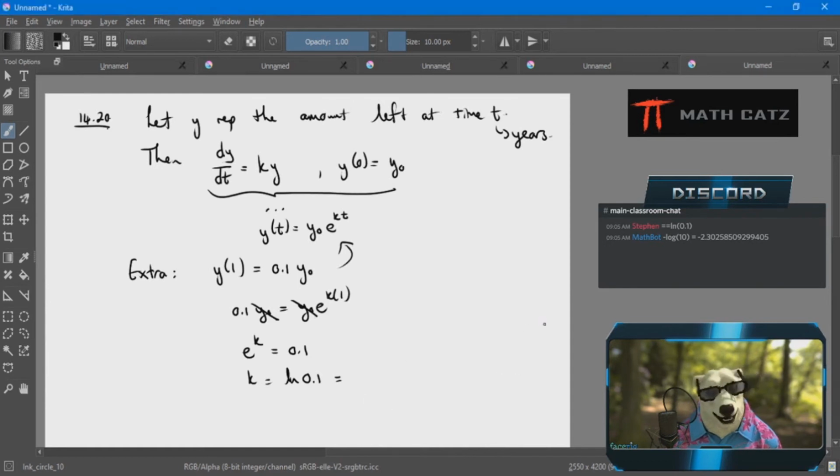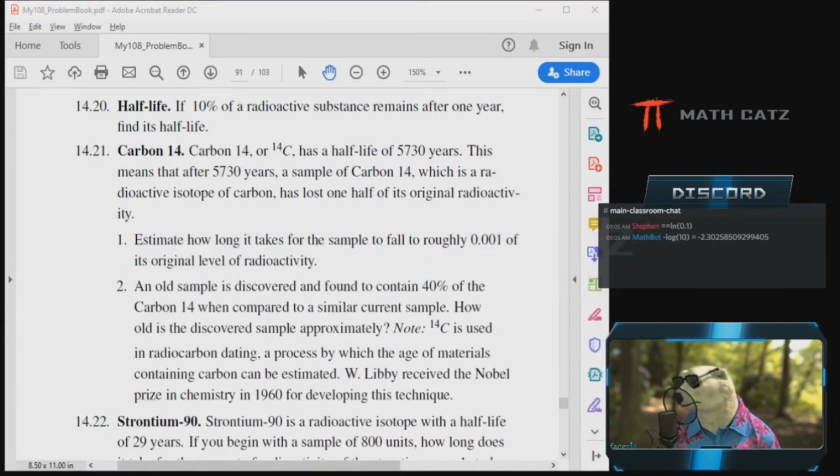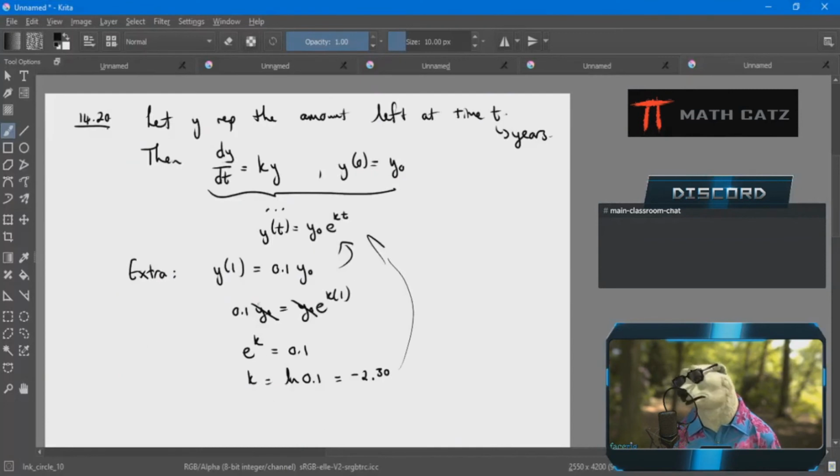I get negative 2.30 if I round to 2 decimal places. So now I have my k value that I can put in there in my function whenever I need to. Actually, let's just check the question. They don't give me everything, so I can't answer all kinds of questions. I have k, and I'm looking for the half-life of this radioactive substance. So I can do that.